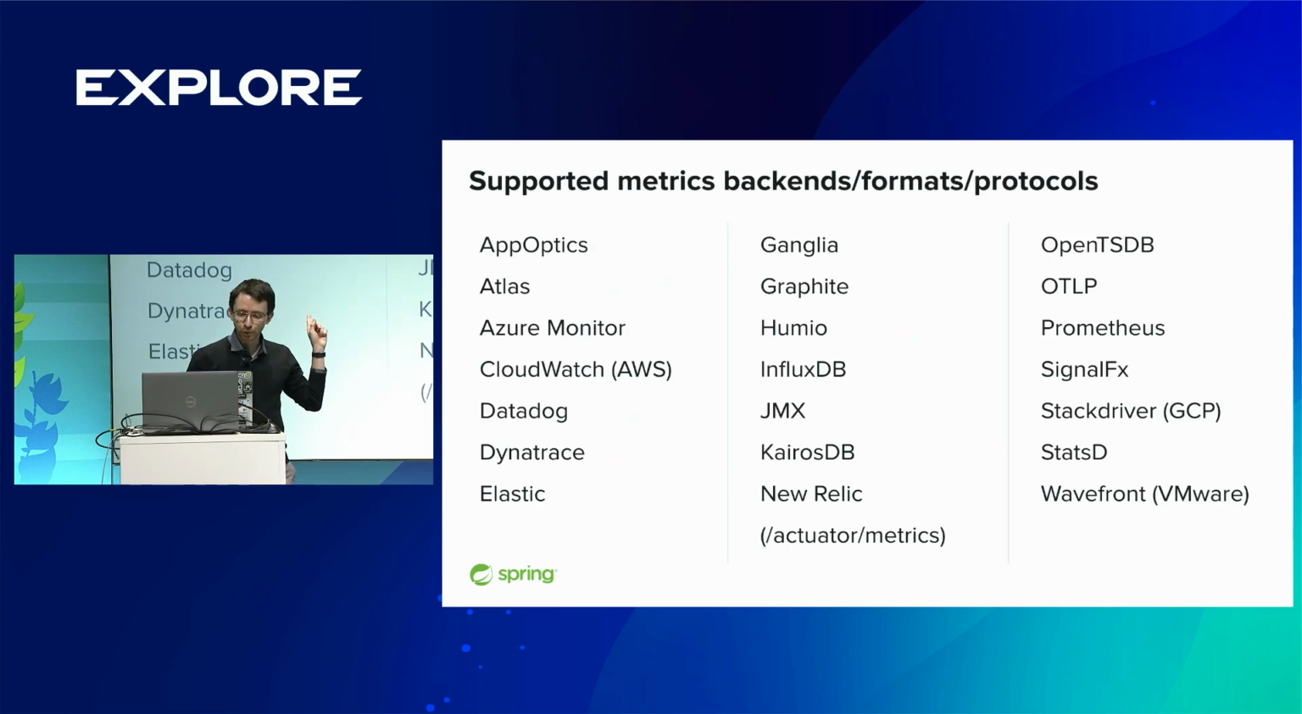These are the supported metrics backends and formats, also protocols, that Micrometer supports. There are things here that are kind of like jokers, which means that one item here can support many metrics backends. For example, StatsD is very widespread. The Prometheus format as well, or the OpenMetrics format. So for example, Prometheus doesn't only mean Prometheus. That means Prometheus and a bunch of other things that can support the Prometheus format, or line protocol, or OpenMetrics, if you will.